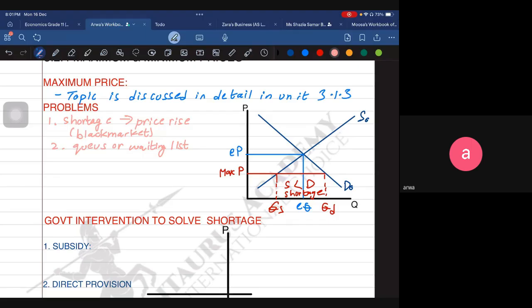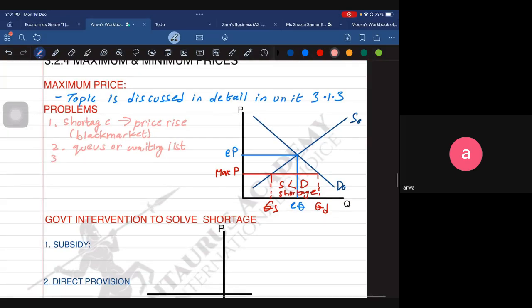Now, do you believe that a rich person, the first problem he will face is that he will also have to stand in the queue, because everybody is buying it since the price has gone down. He doesn't want to stand in the queue. Then what will he do? He will go to the black market, pay a higher price, and buy the goods, because he can afford it. Right? So, this is one thing.